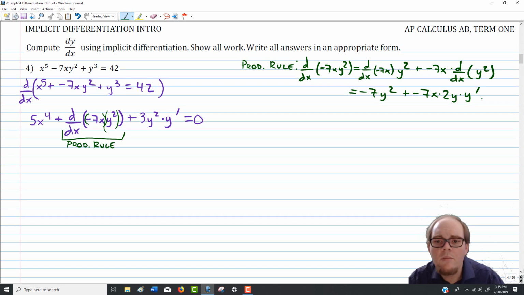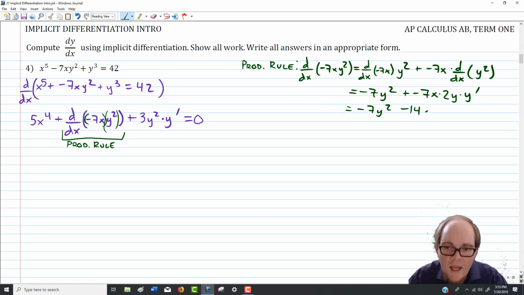So with that in place, there's our product rule term. I guess we could simplify it a little bit. We could write this as negative 7y squared minus 14xy y prime. So only a y prime on the one term. Keep in mind the reason for that is we only differentiated a y expression right here. The first one we were only differentiating the line negative 7x.